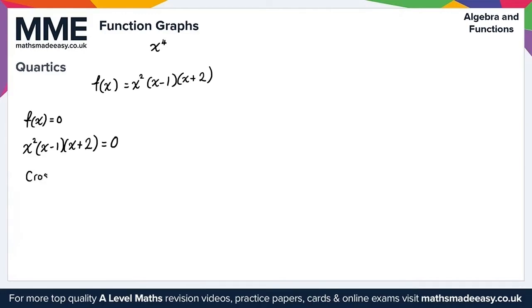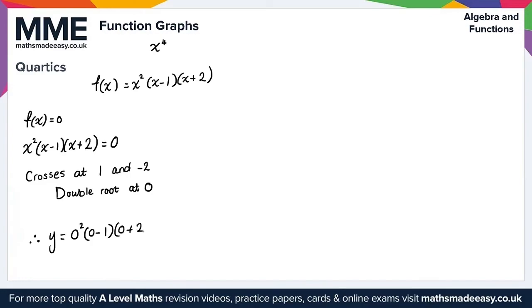So it crosses at 1 and -2. And note here we have a double root at 0. And if we substitute in x equals 0, we can find where this curve crosses the y-axis. So therefore, y is equal now to 0 squared times 0 minus 1 times 0 plus 2. And clearly this would just give us 0.